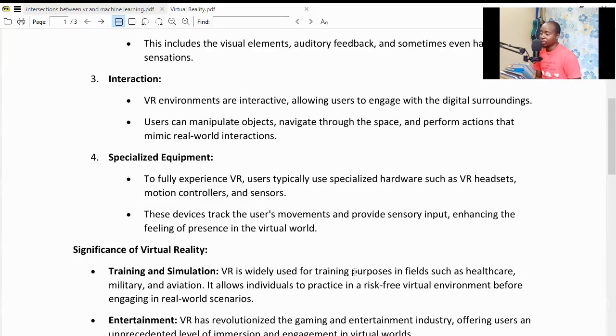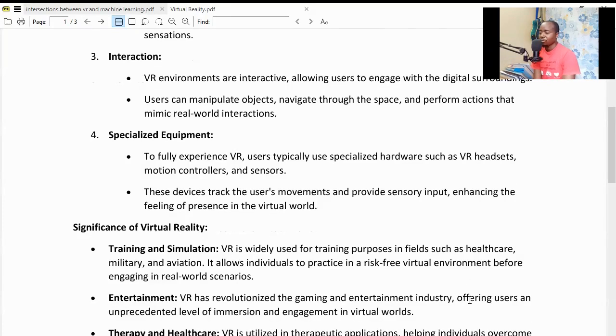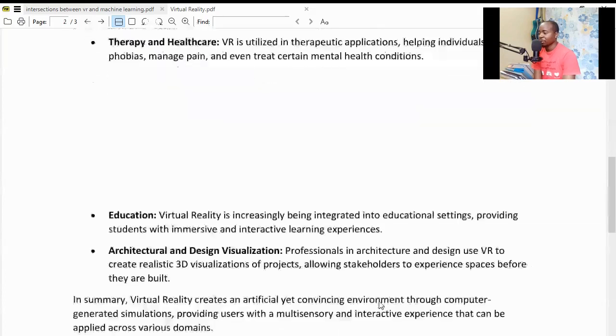There's also the therapy and healthcare. Virtual reality is utilized in the therapeutic application, helping individuals to overcome phobia, manage pain, and even threat caused by some health condition.